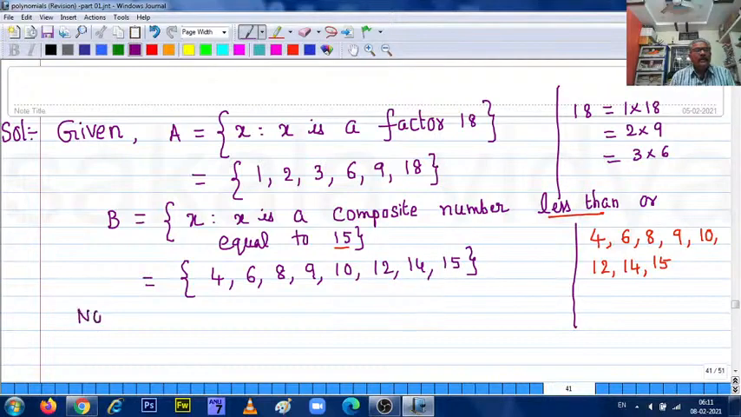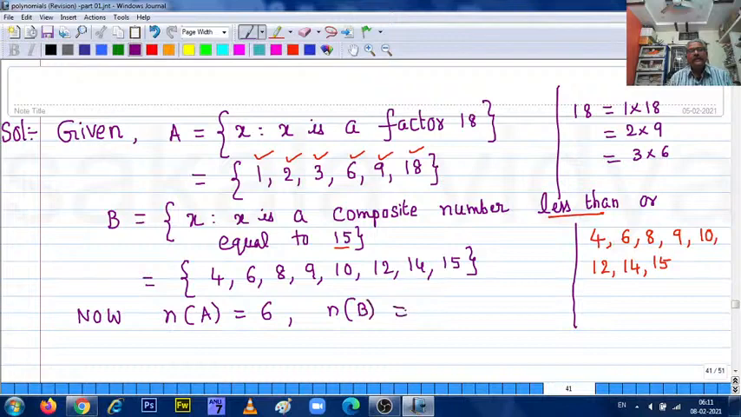So now find n of A. n of A means the number of elements present in A. Count the number of elements present in A: 1, 2, 3, 4, 5, 6. So n of A is equal to 6. n of B, the number of elements present in B. Just count them: 1, 2, 3, 4, 5, 6, 7, 8. There are 8 elements in B. That is, n of B is equal to 8.